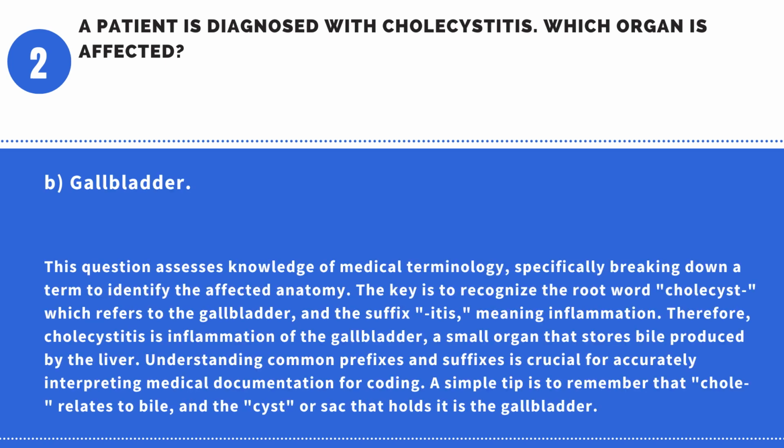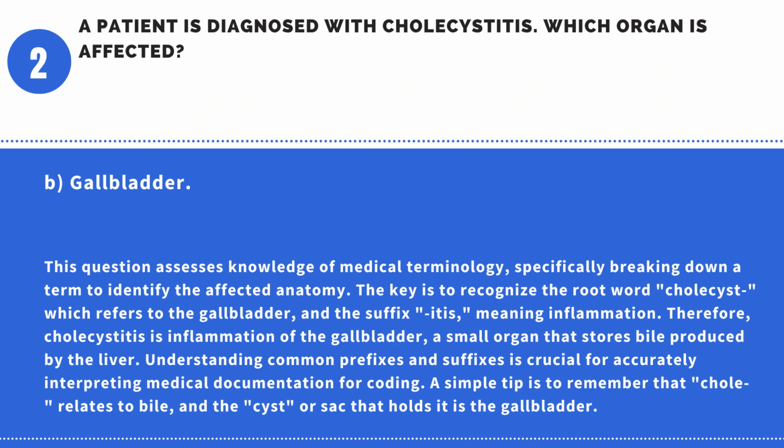Answer: B. Gallbladder. This question assesses knowledge of medical terminology, specifically breaking down a term to identify the affected anatomy. The key is to recognize the root word cholecyst-, which refers to the gallbladder, and the suffix -itis, meaning inflammation. Therefore, cholecystitis is inflammation of the gallbladder, a small organ that stores bile produced by the liver.